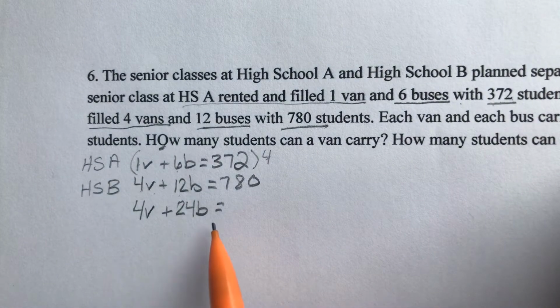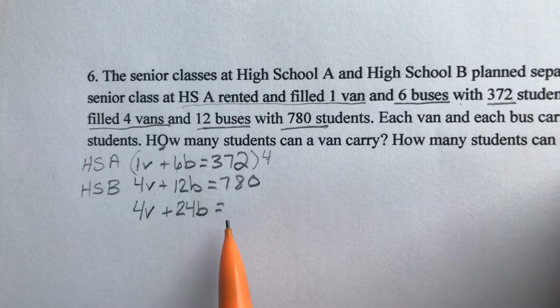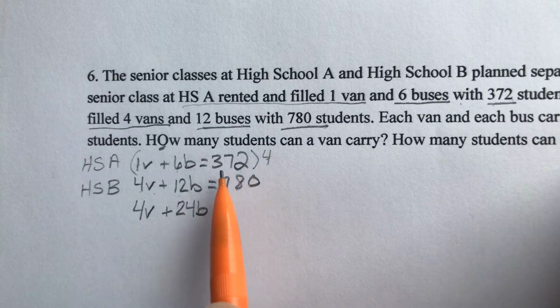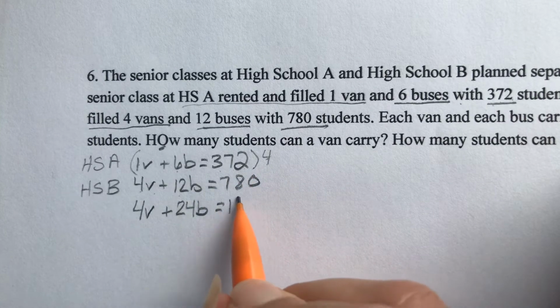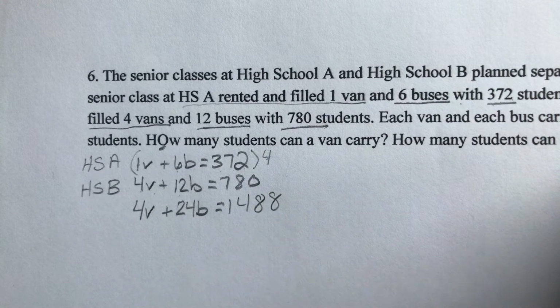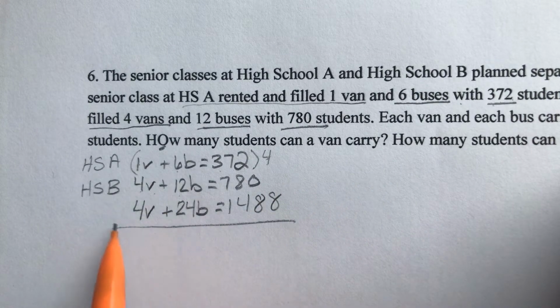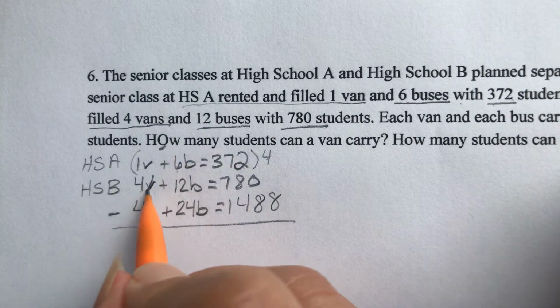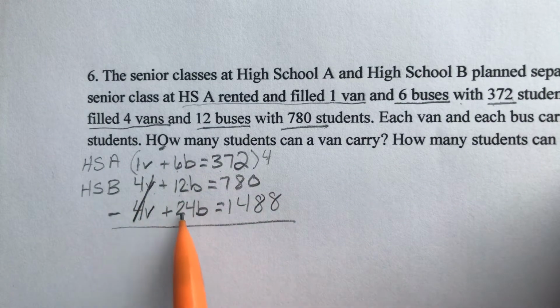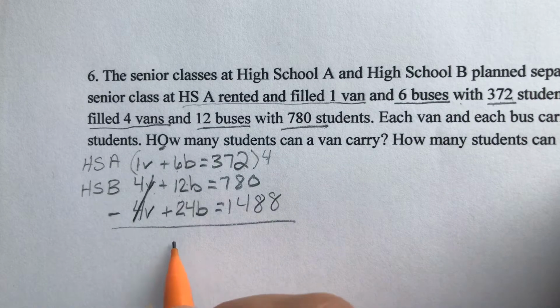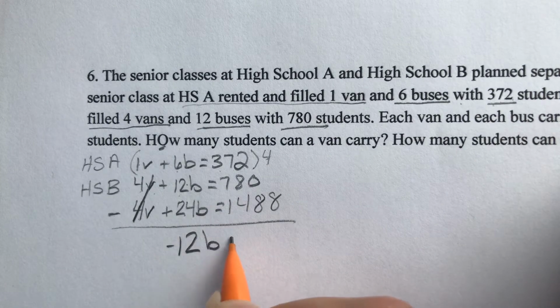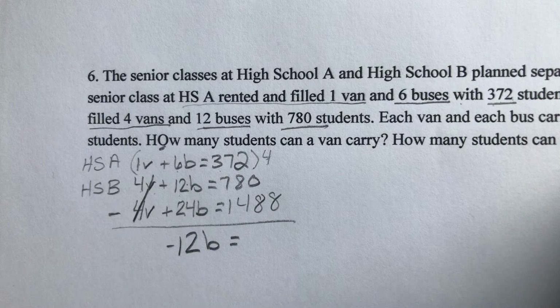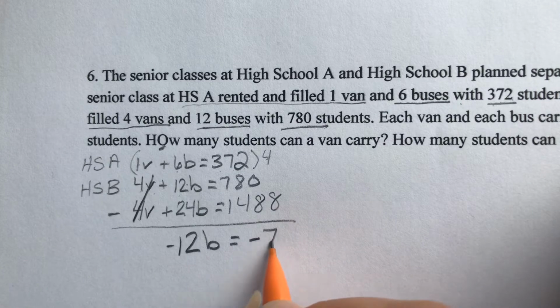Let's finish this. So here I was multiplying 4 by 372, and we get 1,488. Okay, I now can subtract the equations. I want to cancel out the 4's, so I'm going to subtract here. 12 minus 24 is negative 12. Use your calculator so that you don't make any mistakes with your negatives. 780 minus 1,488 is negative 708.